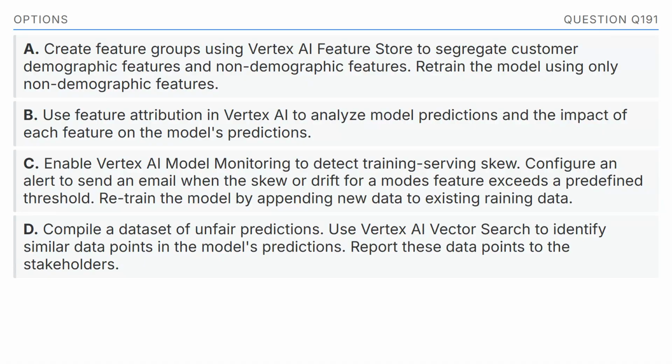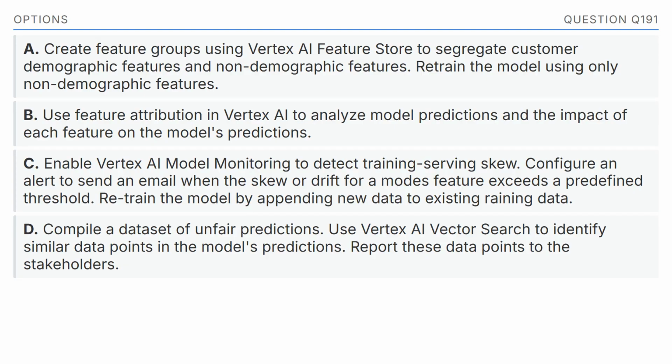The options are: Option A, create feature groups using Vertex AI Feature Store to segregate customer demographic features and non-demographic features. Retrain the model using only non-demographic features. Option B, use feature attribution in Vertex AI to analyze model predictions and the impact of each feature on the model's predictions. Option C, enable Vertex AI model monitoring to detect training serving skew. Configure an alert to send an email when the skew or drift for a model's feature exceeds a predefined threshold. Retrain the model by appending new data to existing training data.